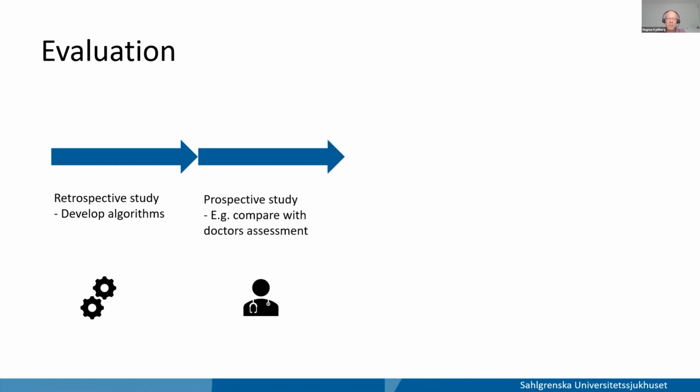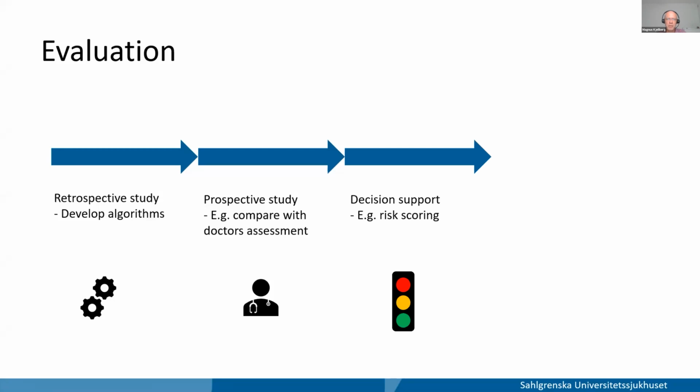So I think what's very important in such an evaluation pipeline is to do a prospective study. It could be comparing with the doctor's assessment, for example. You freeze the algorithm and then compare two arms, with a manual assessment, but do that in a prospective way, like we used to do in healthcare with clinical trials. The next step could be to create a decision support tool, like risk scoring, which could be very simple, like a traffic light system.